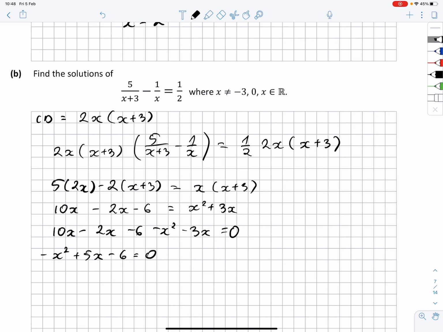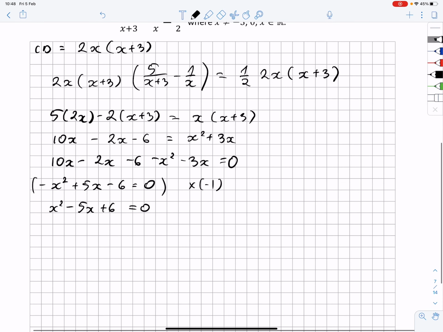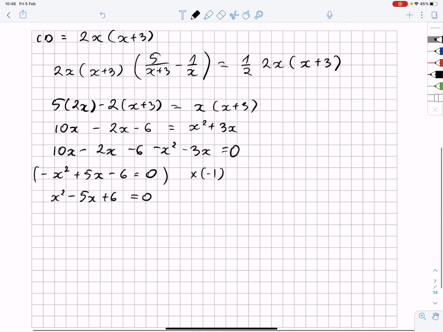For the sake of simplicity, I'm going to multiply both sides by minus 1 to get rid of the negative coefficient from x squared. So that's leaving me with x squared minus 5x plus 6 equals 0. Okay, so now I just need to figure out a way to factorize this expression. So let's rewrite it as x squared minus 2x minus 3x plus 6.